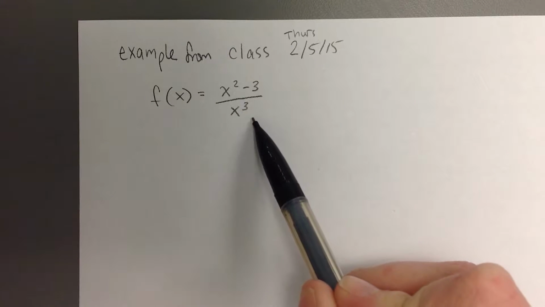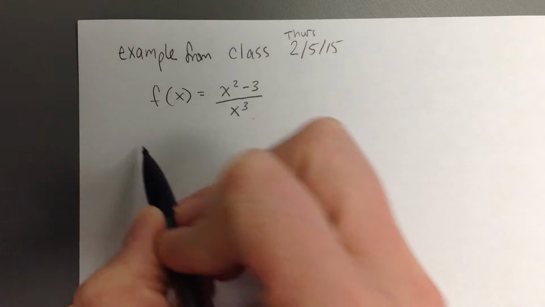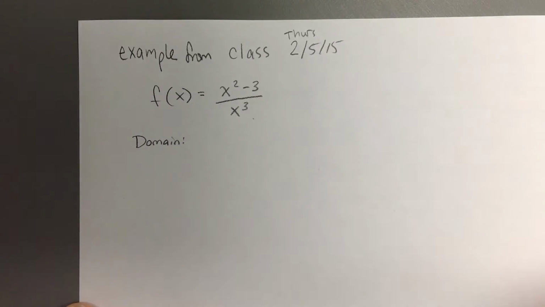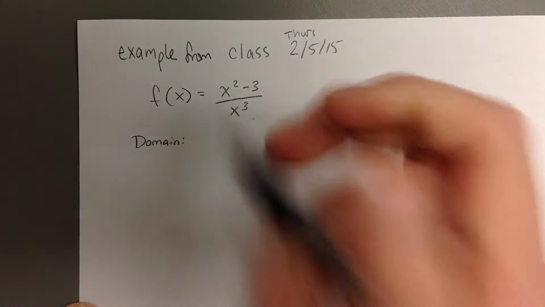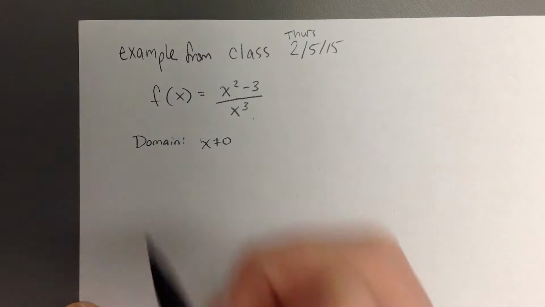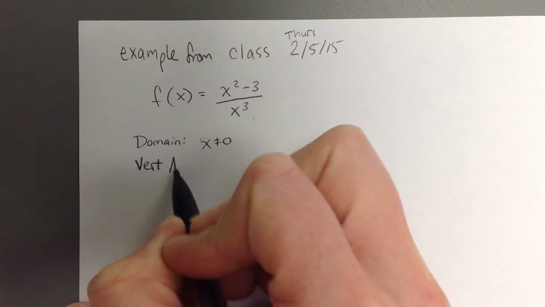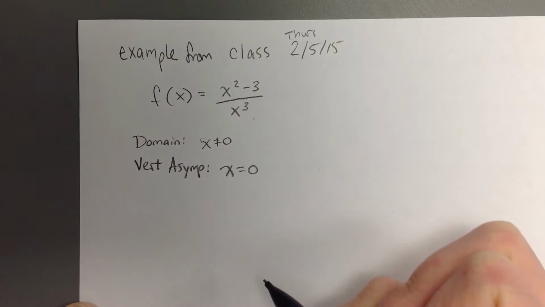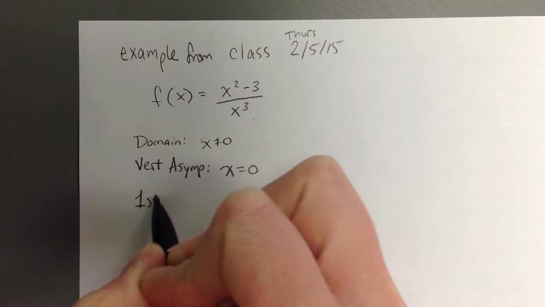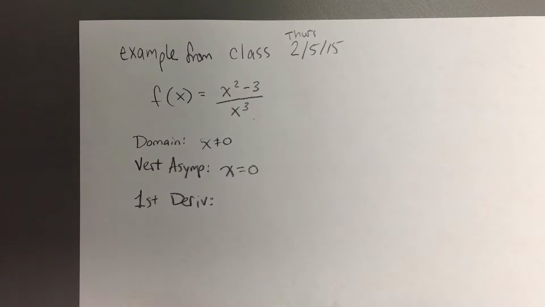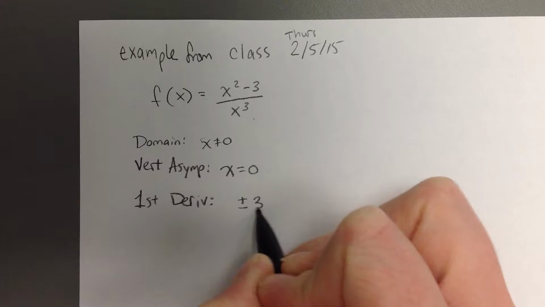We started with this equation yesterday. Let's review what we found. We found that our domain is all real numbers except 0. So x cannot be 0 in this case. We found that there is a vertical asymptote at x equals 0. We did our first derivative test. We found our critical numbers at positive and negative 3.